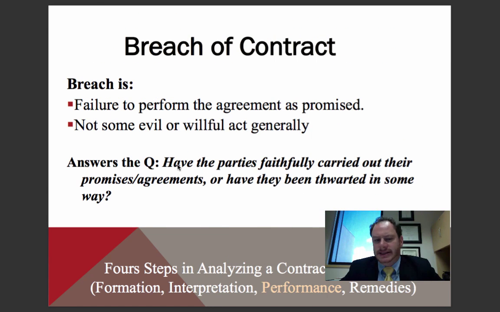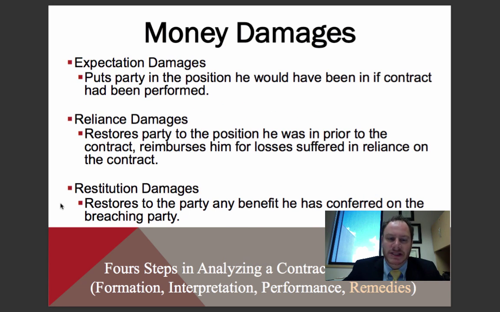Okay. So now that we've talked about formation and interpretation, now we're going to talk about breach. And trust me, we're getting close to the home stretch here. Breach is a failure to perform the agreement as promised. So if one side has actually done what they're supposed to do, they faithfully perform their actions, but the other party has not performed the contract obligations, then there is a breach. So once there's a breach, the other side has not performed, and there's different remedies that come into play.